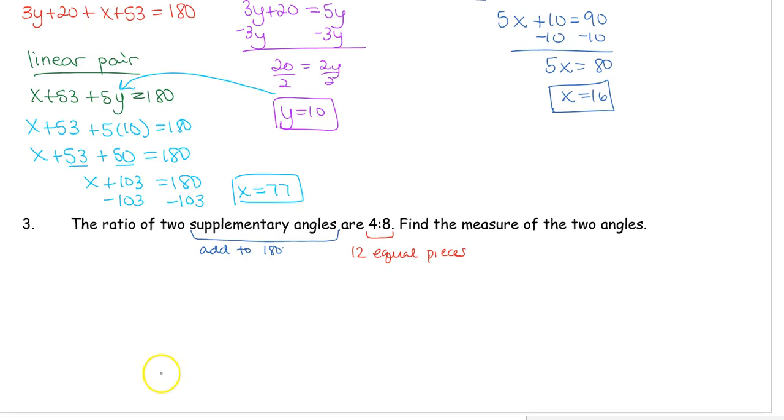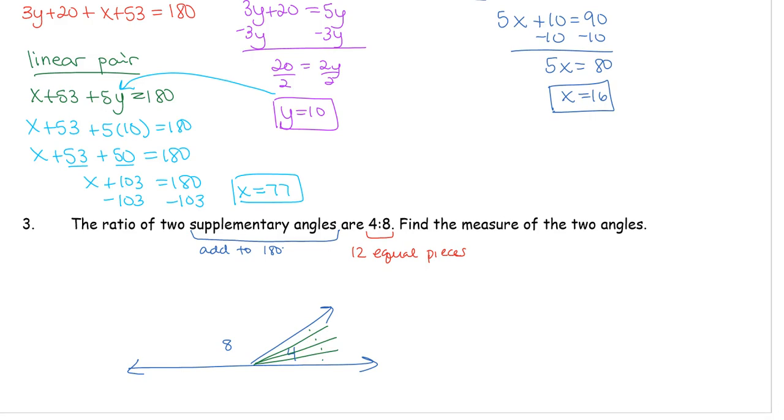So we have a supplementary angle. What I know about that supplementary angle is that it's going to make a straight line at 180. So two angles forming a straight line in a ratio of 4 to 8. So there's going to be 4 equal pieces on this side, 8 equal pieces on that side. If I were to break that down, that means 1, 2, 3, 4 angles here. And let's see if we can divide this. 1, 2, 3, 4, 5, 6, 7, 8.